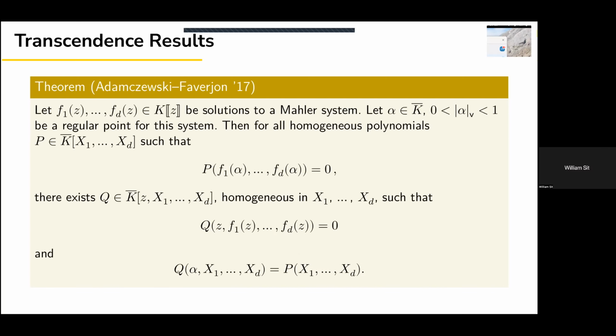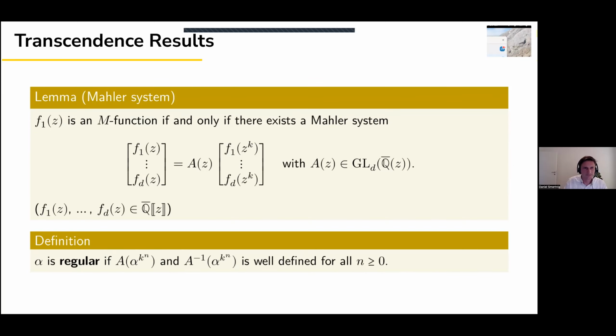Excuse me, can you explain what a regular point for the Mahler system is? Yes, let me go back to that. So we have this defining matrix A of z, and the entries are rational functions with coefficients in the algebraic numbers. These have some poles, and we want that alpha raised to k to the n is not a pole of any of these rational functions, not for A of z and not for its inverse. Okay, sorry, I missed that. No, that's fine. It's good to recall it. I think others might have missed it.